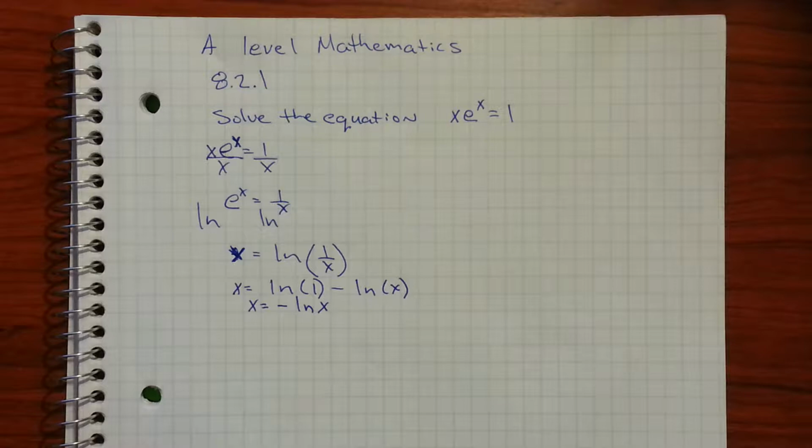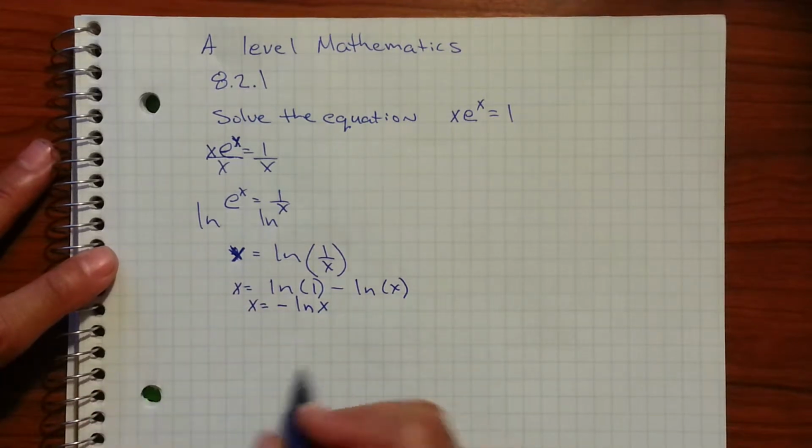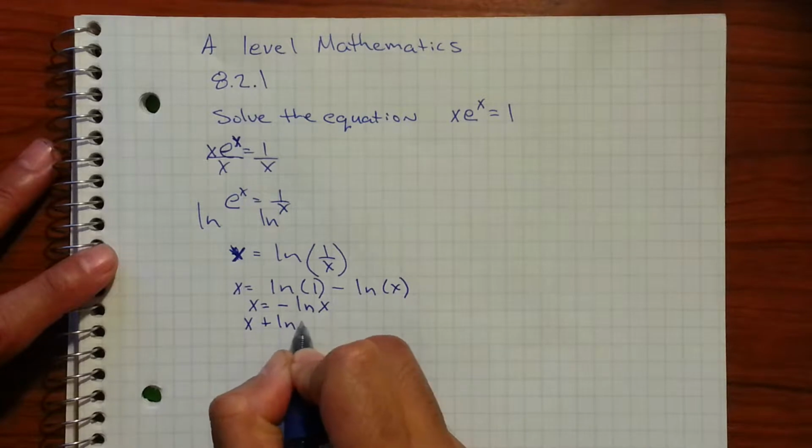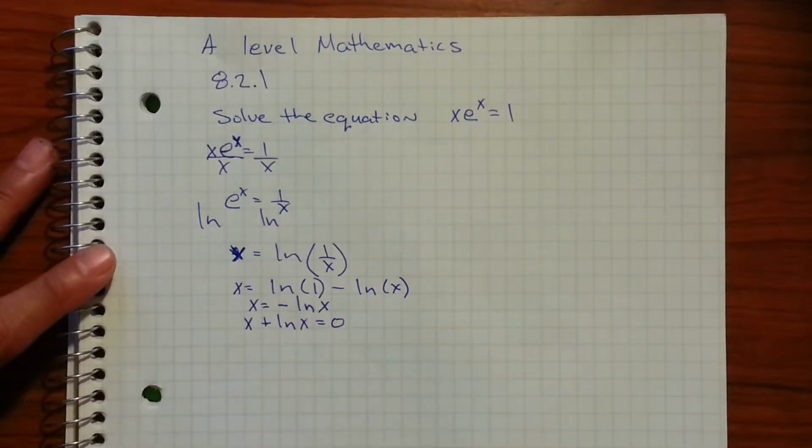Now I rearrange that. If we're going to solve the equation, it needs to be set equal to 0. So I'm going to move this to the other side of the equal sign. So I get x plus ln x equals 0.